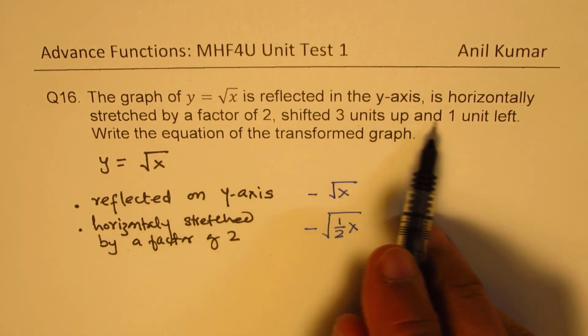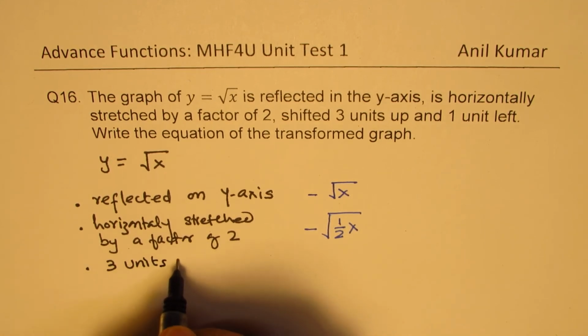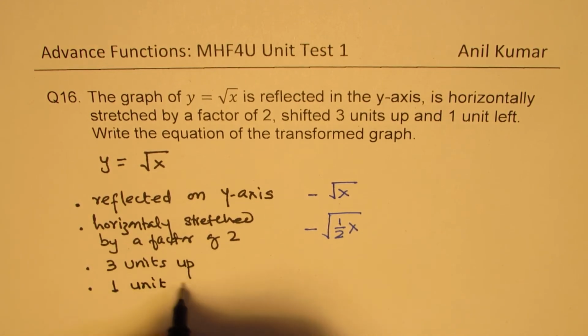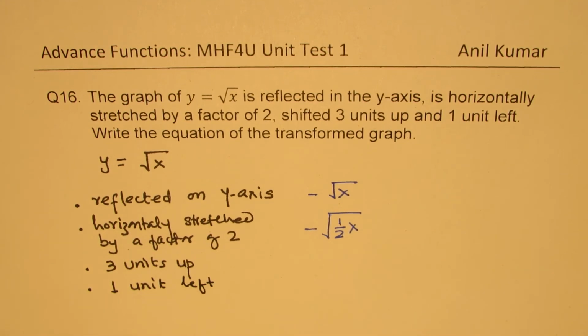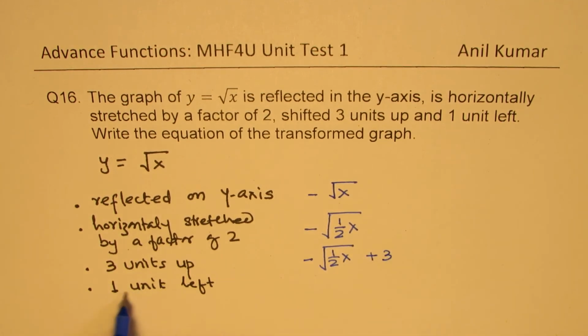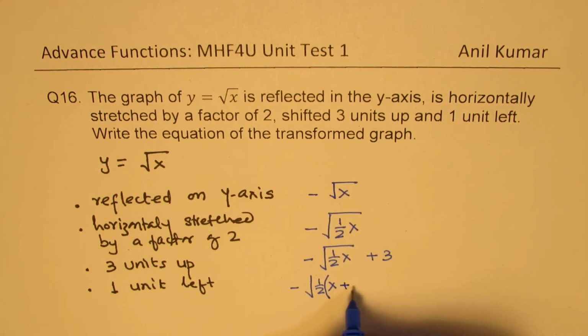Then we have shifted 3 units up and 1 unit left. So when I say 3 units up, then the function becomes minus square root of half x. Up means 3 units, we have to add 3 outside. And 1 unit left means the function becomes minus half x. Now, 1 unit left means you have to put it in brackets plus 1. And you have this function. Is that clear to you?